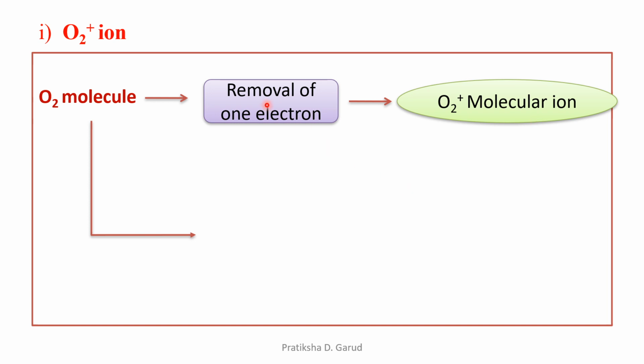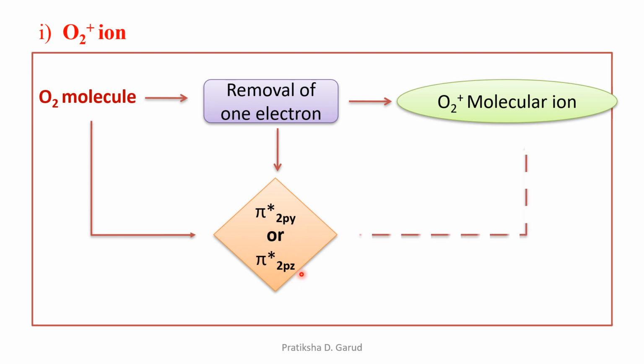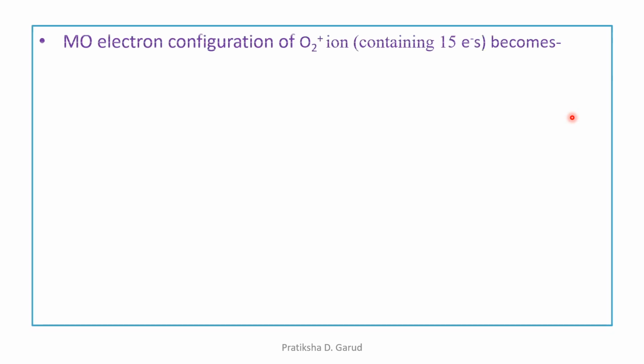Now from where is this electron removed? This electron is removed from pi asterisk 2py, or it is removed from pi asterisk 2pz, right? So when there is a removal of one electron from the oxygen molecule of the antibonding MOs, pi asterisk 2py or pi asterisk 2pz, then we are getting the formation of the O2 plus molecular ion, right? So let's see, based upon this, the first one, that is the molecular orbital electronic configuration of the O2 plus ion. Now here we remove one electron from the oxygen molecule.